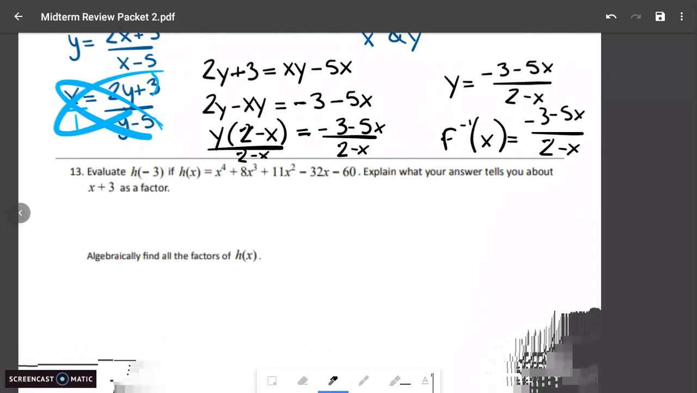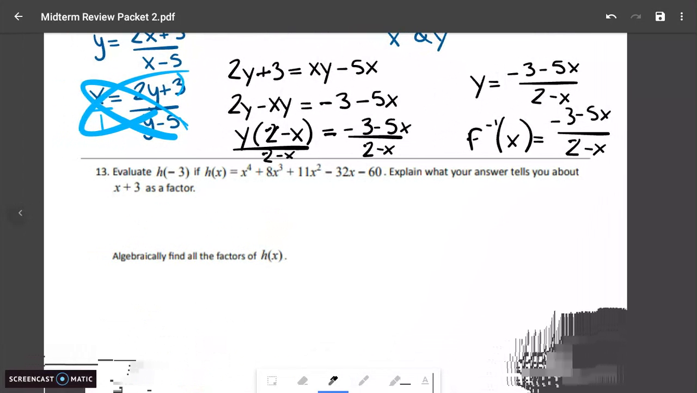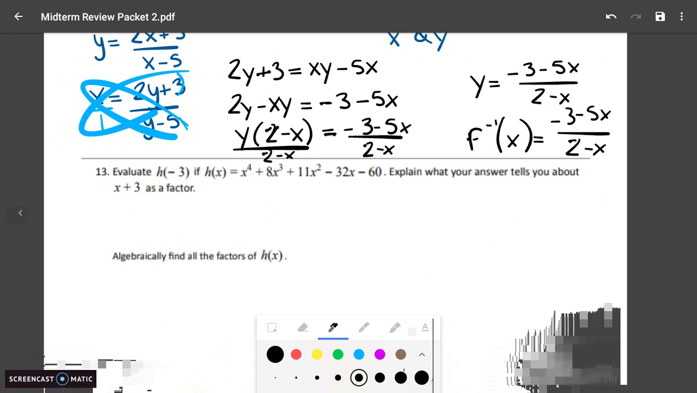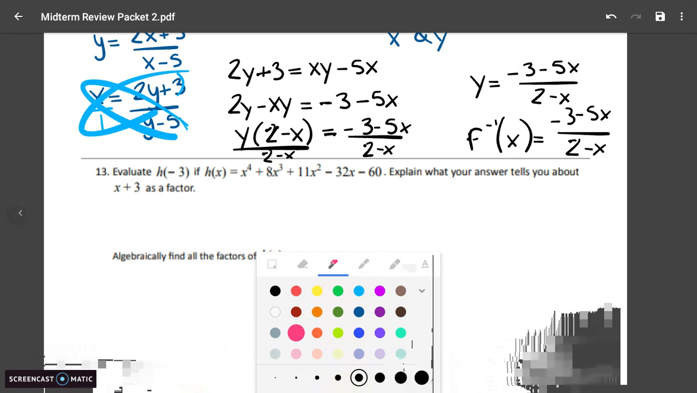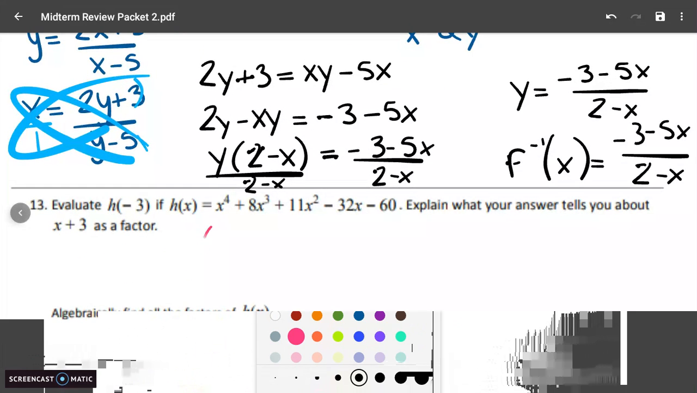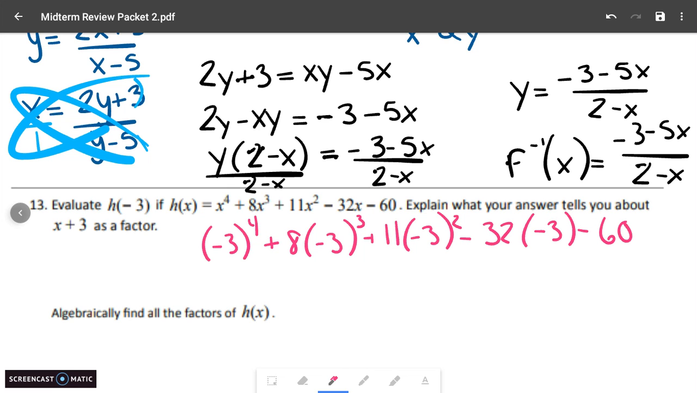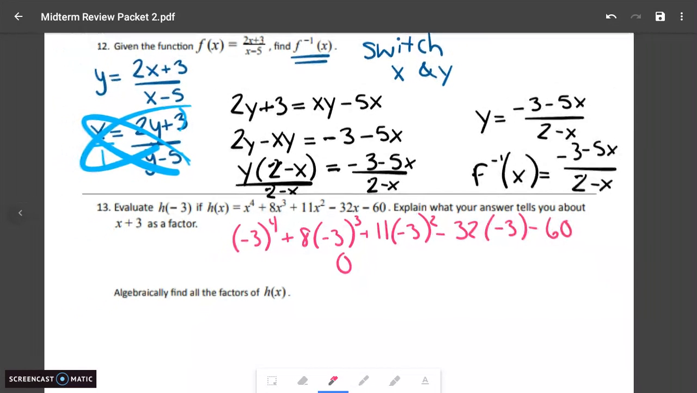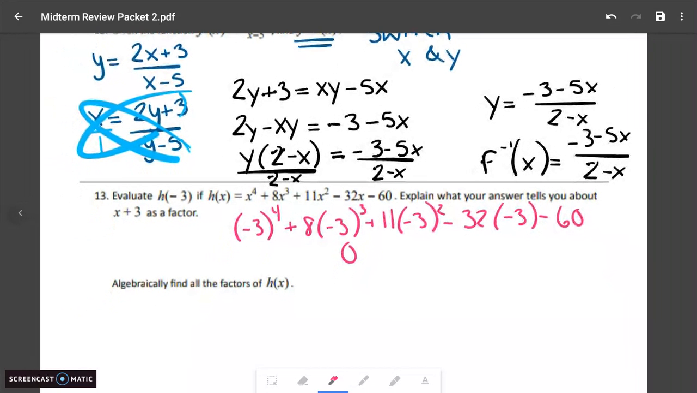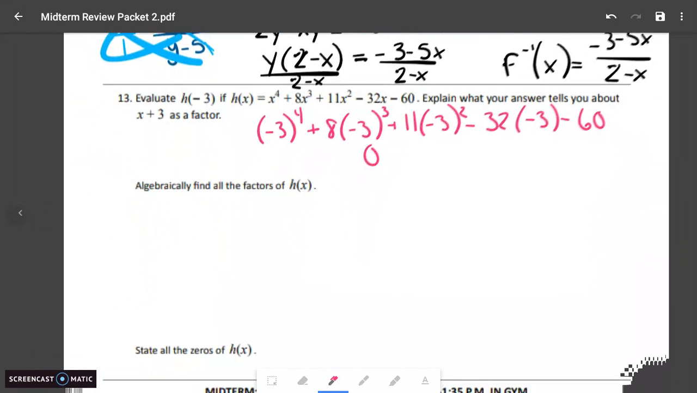Last one. So explain what it tells you if x plus 3 is a factor. Well, in the interest of saving some time here, you know that we would show that we plug it in the whole way, like negative 3 to the 4th plus 8 times negative 3 to the 3rd plus 11 times negative 3 squared minus 32 times negative 3 minus 60. We're going to plug that in and get 0. And what does that tell me? I would write out that it tells me it's a factor because it had a remainder of 0.